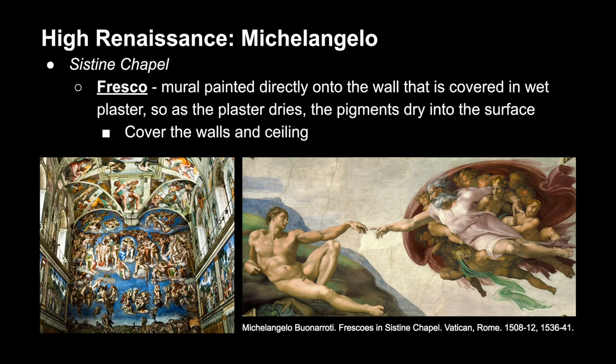On the left here, we see a portion of the Sistine Chapel, and on the right, we see the full scene of God and Adam. The Sistine Chapel was created as frescoes, which is a mural painted directly onto the wall, and it's covered in wet plaster, so as the plaster dries, the pigments dry into the surface of the wall. And everywhere that you see paint, ceilings, wall, everything, Michelangelo painted it as a fresco.